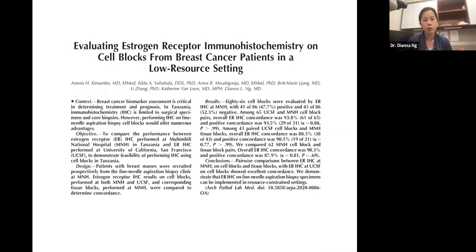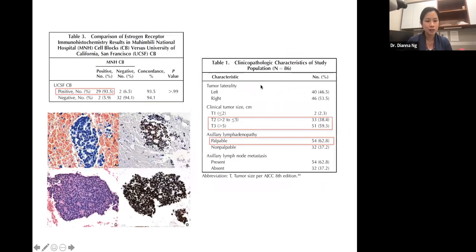So here we evaluated the performance of estrogen receptor immunohistochemistry on cell blocks from breast cancer patients. So what we found essentially was that the immunohistochemistry at Muhimbili was the same as the immunohistochemistry performed at UCSF. And then we also correlated with the mastectomy specimens. It was also very high correlation.